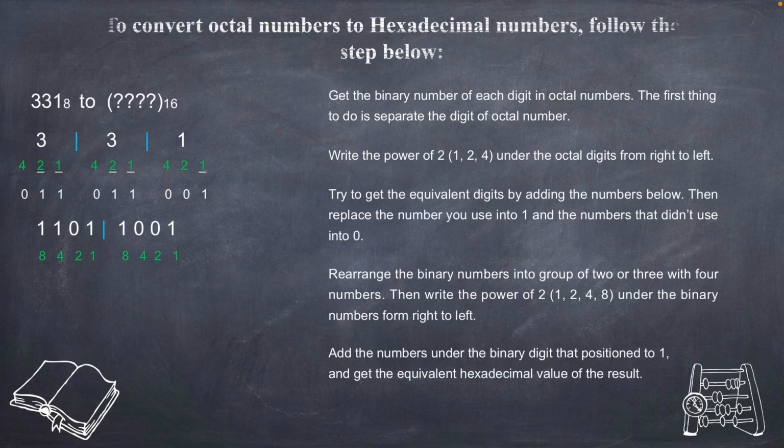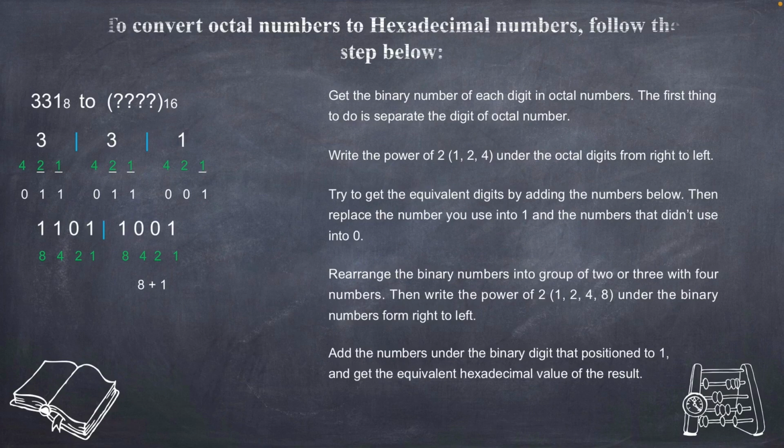Tapos, add the numbers under the binary digit that position to 1. So, ganito. Sa unang grupo, meron tayong 8, tsaka 1. Kasi, sa 1, ang katutok niya ay 8. Sa 0, katutok niya 4. And sa susunod 0, katutok niya 2. And sa last one na 1 ay 1. So, ipag-add daw natin yung may mga 1. Which is yung 8 tsaka yung 1.